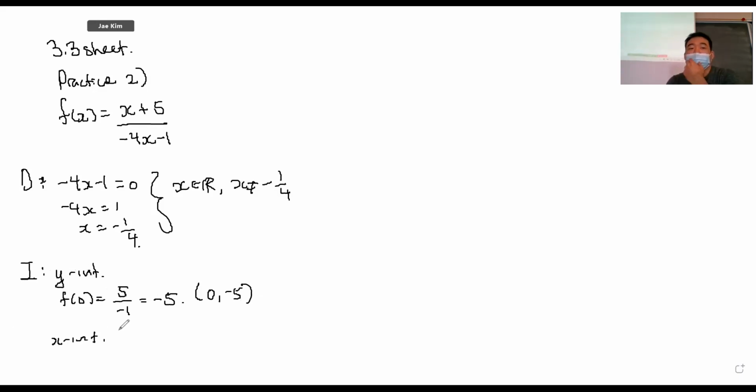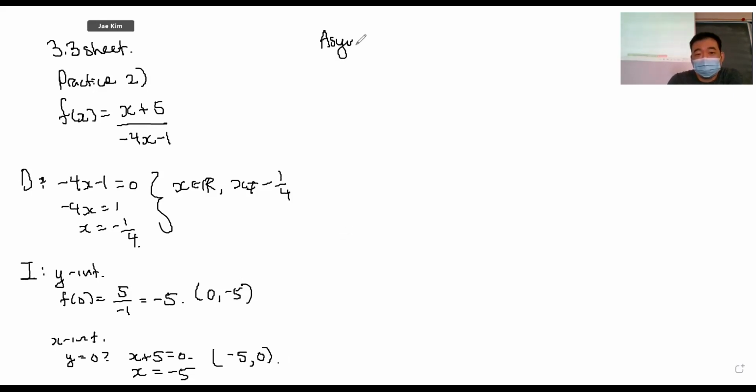X-intercept, however, you have to think a little bit more. It's when is the y value equal to 0? It is when x plus 5 equals a 0. So x equals -5. Therefore, I have, well, isn't that interesting? I actually don't know what this looks like, so that's pretty cool. (0, -5) is the y-intercept. (-5, 0) is the x-intercept. 1 minute has passed.